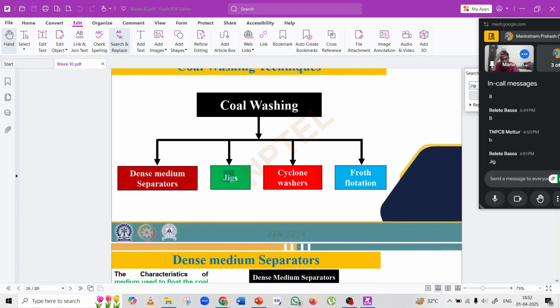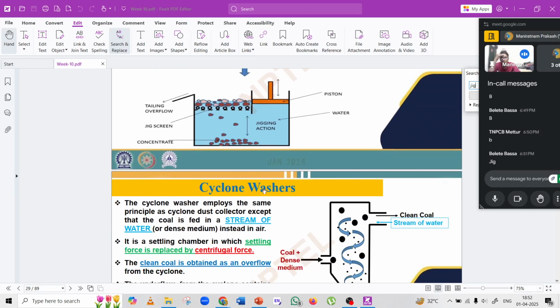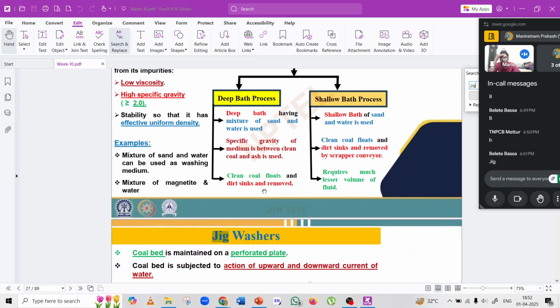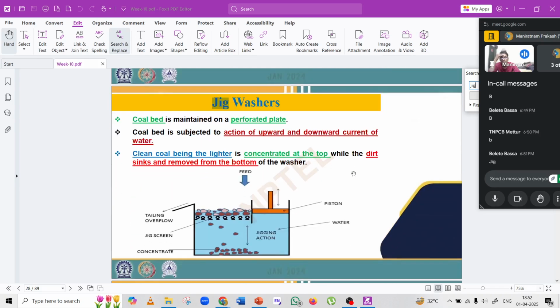See, the coal washing thing is there. See, the jig washer: coal is maintained on a profiled table, and the coal is subject to the action of water, where the coal goes to the top while the dirt sinks. So this is not used for... this is normal washing. Okay?